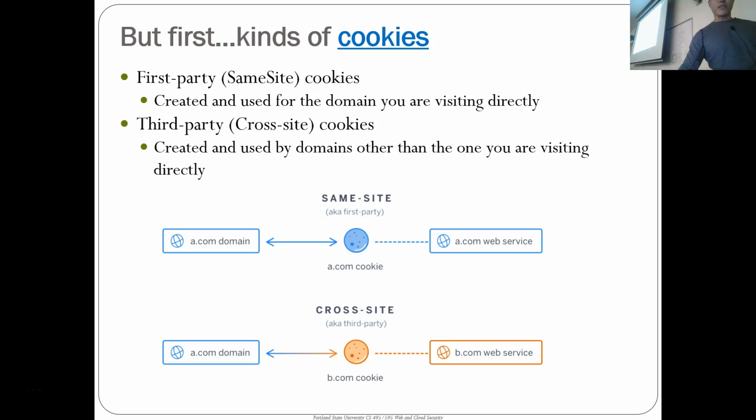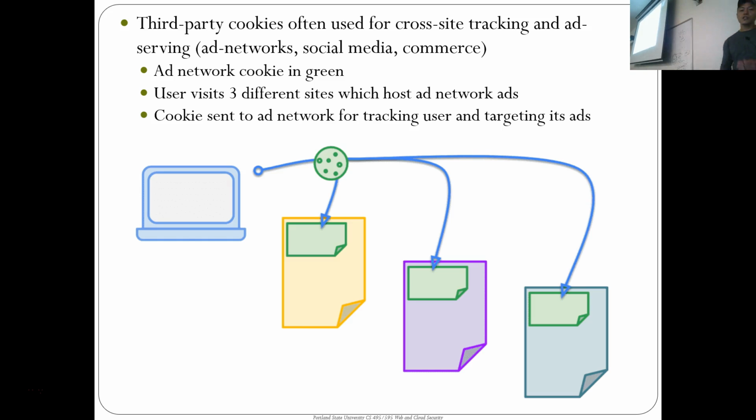Third-party cookies are very valuable. They're often used for cross-site tracking and ad serving. So all of your ad networks, all of your social media networks that want to track all of the different places that you're web browsing, e-commerce, like if you have Amazon and all of a sudden you see Amazon ads for things that you just looked up on Amazon, they're doing this because they need to track you, or they're doing this with a third-party cookie that's tracking you across the different properties that you're visiting.